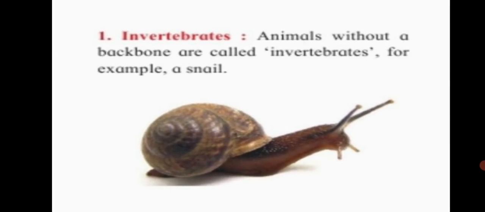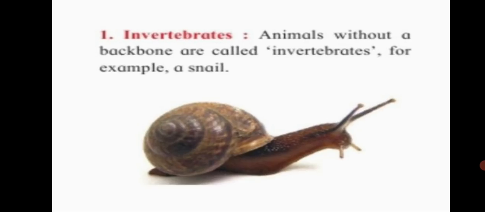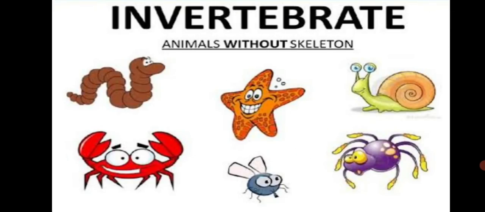First one, the invertebrates. Animals without a backbone are called invertebrates. For example, a snail. There are many such examples of invertebrates, that is animals without a backbone or without a skeleton, like an earthworm. You must have seen an earthworm. A starfish, it does not have a skeleton inside its body. A snail, then a fly, okay, honeybee or fly, or even a crab. They do not have a skeleton inside their body, and that means they do not have a backbone. So they are called invertebrates.